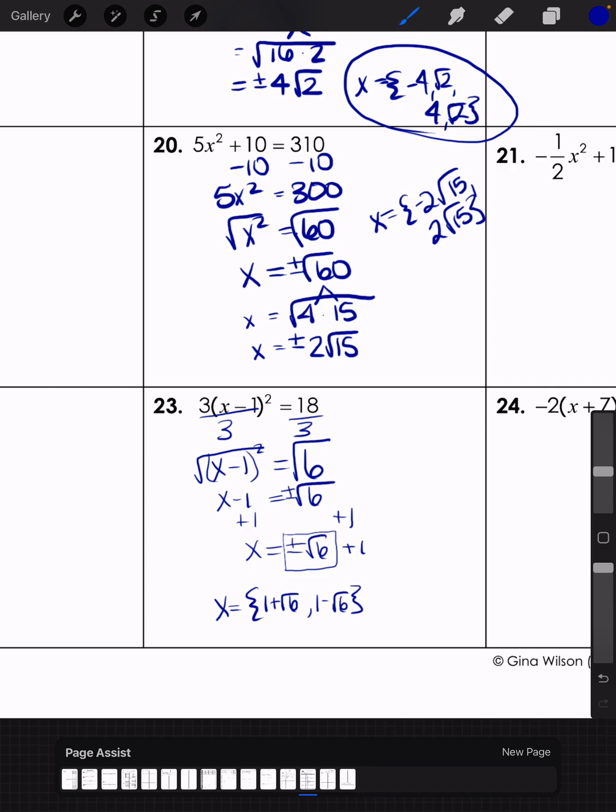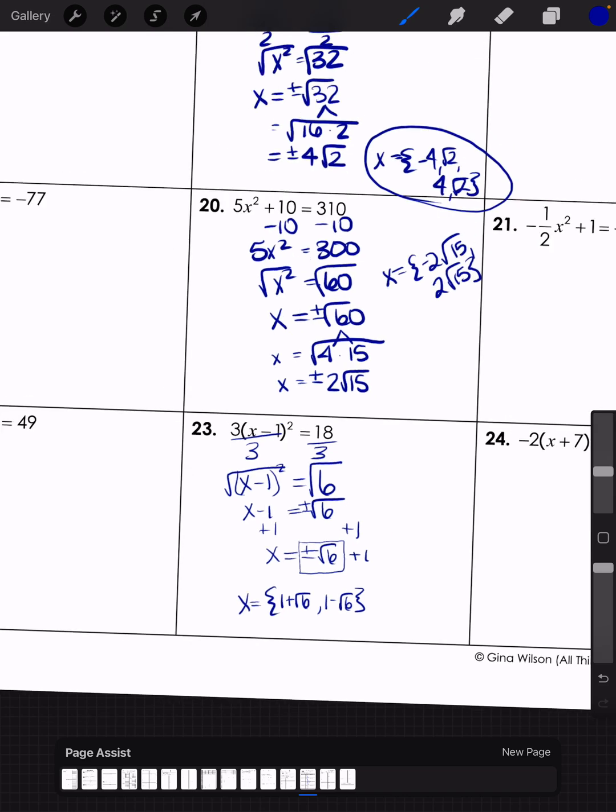It would still be correct if I put a negative square root of 6 first and then plus 1. However, this kind of keeps things neater and more organized. Usually the square root goes second.